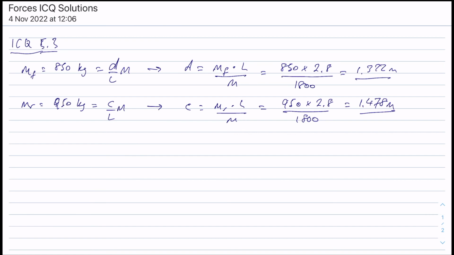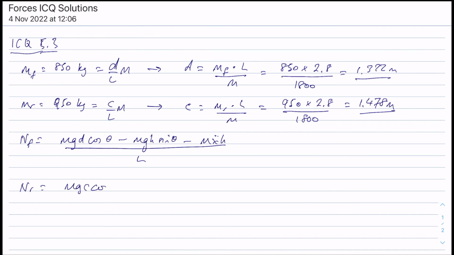Now my equation, because I've got my grade in there as well: NF is mgd times cosine of theta minus mgh sine of theta, minus m x double dot h, all divided by L. And then for my NR, mgc cosine of theta plus mgh sine of theta plus m x double dot h, all divided by L. So the equations we had before.